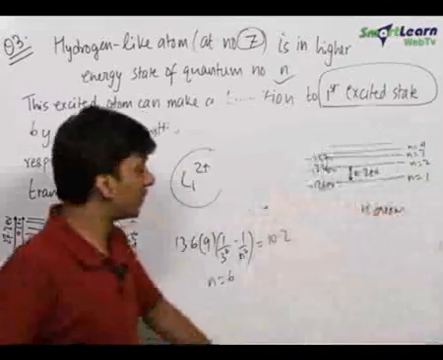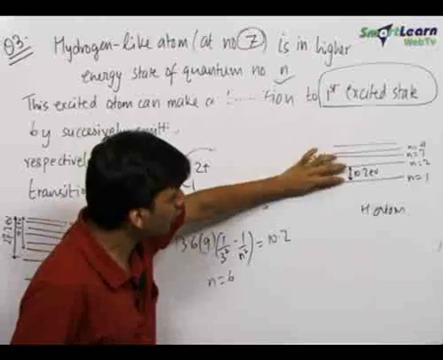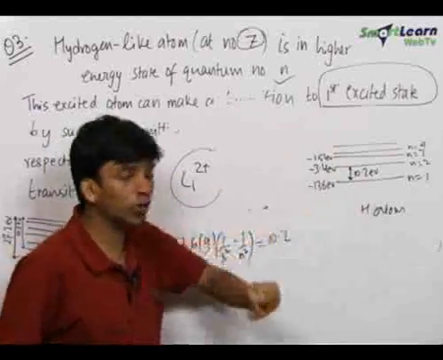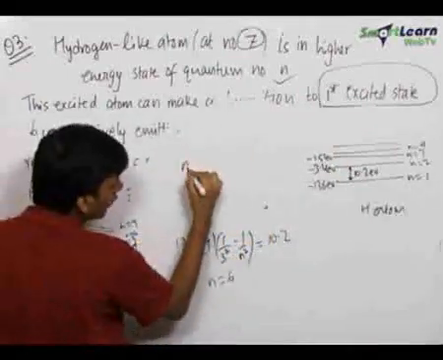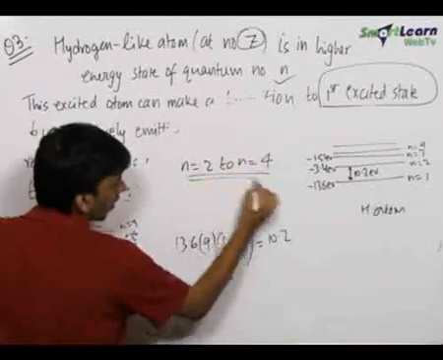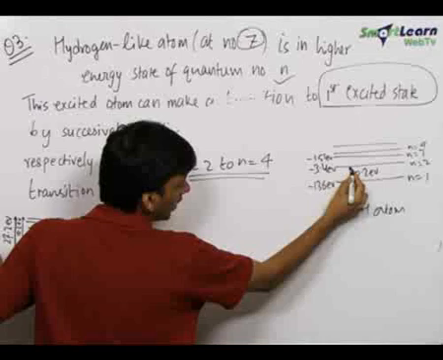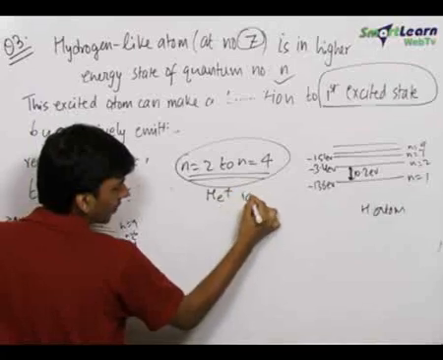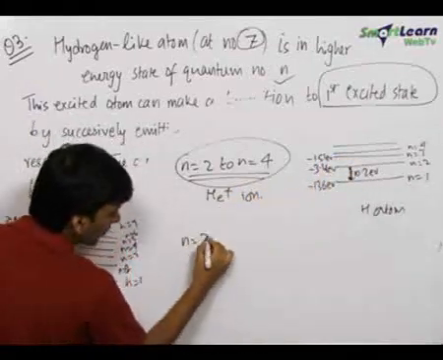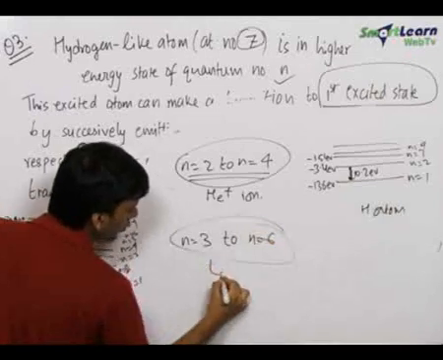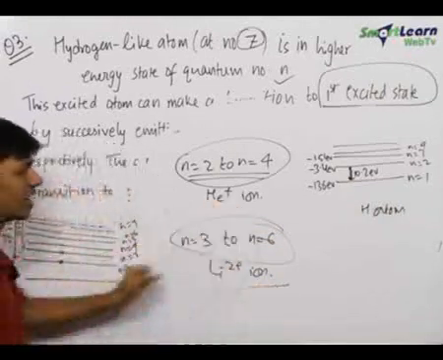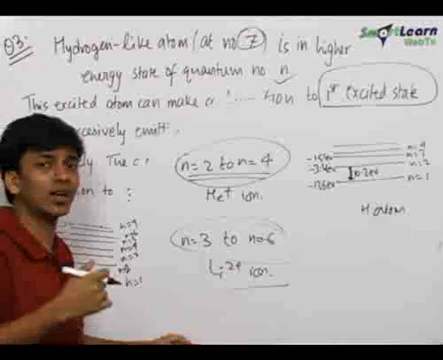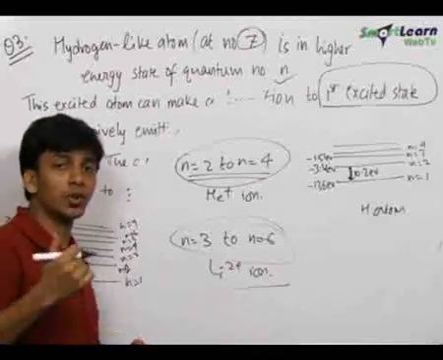Now an energy difference of 10.2 electron volts between states 1 and 2 in the hydrogen atom will be equal to the energy difference of 10.2 electron volts in the helium plus ion from states 2 to 4. This same energy difference of 10.2 electron volts will exist between the states n is equal to 2 and n is equal to 4 for helium plus ion, and this same energy difference will occur between n is equal to 3 to n is equal to 6 for lithium 2 plus ion. This can be easily checked by writing down the equation for the energy difference, that is 13.6 Z square into 1 upon n1 square minus 1 upon n2 square.